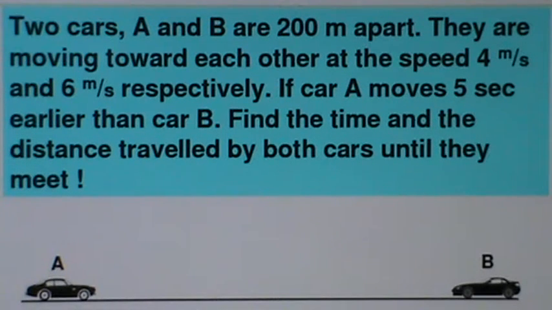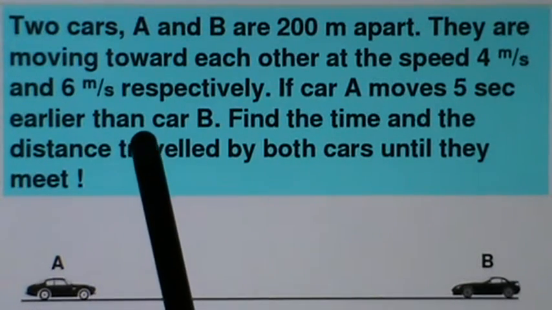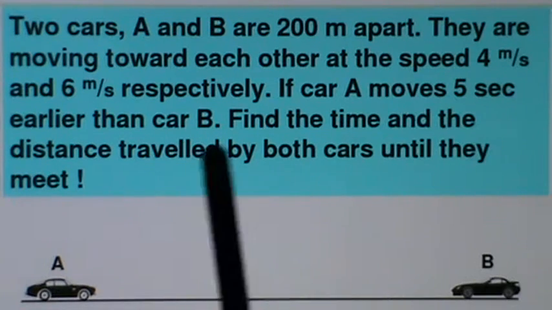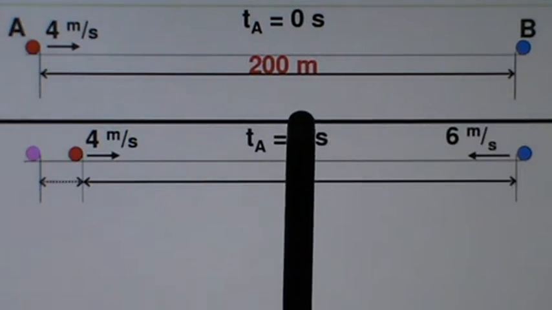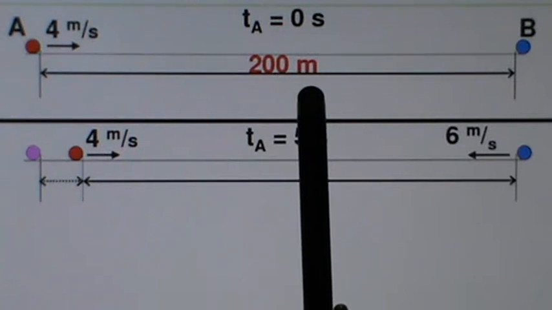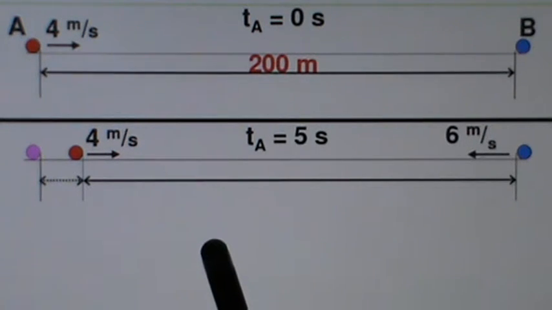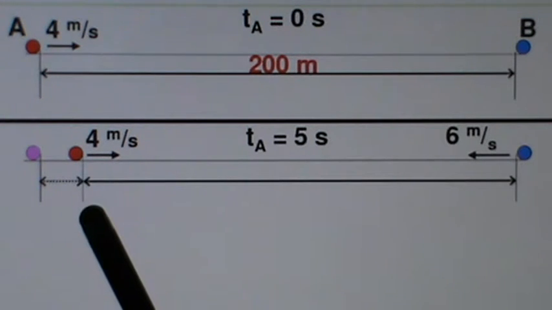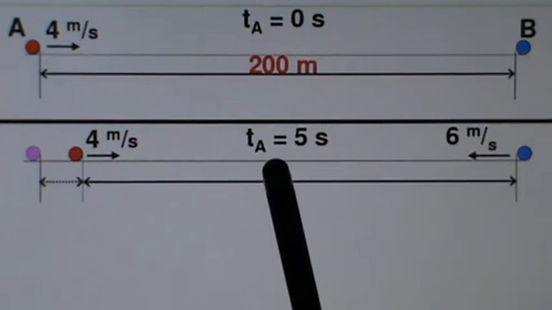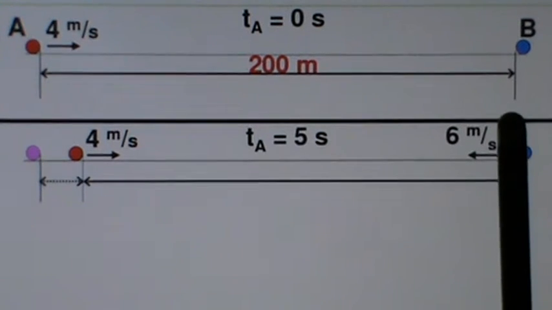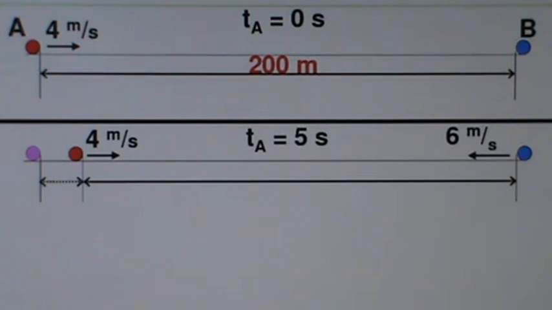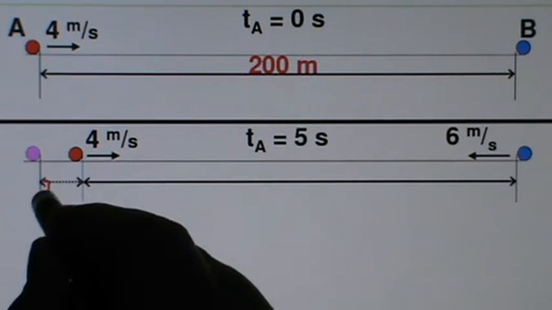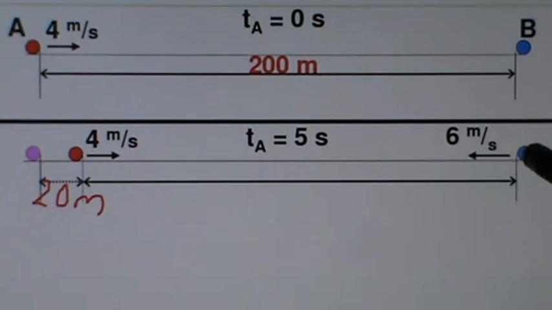Let us now take a look at the second problem. Actually, this is similar to the first one, but now car A moves 5 seconds earlier than car B, and here we are asked to find the time and the distance traveled by both cars until they meet. This is the initial situation of this problem. The first important thing we need to think about here is the distance traveled by A in the first 5 seconds. I will call this 5 seconds TA. So B actually is still staying at his initial position, and the distance traveled by A is 4 times 5.